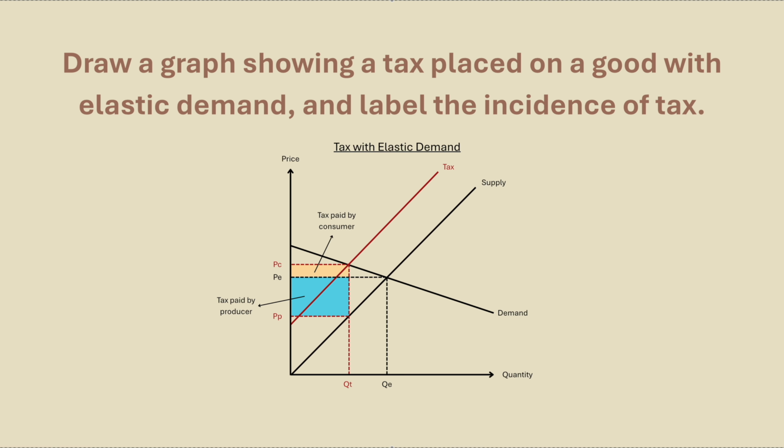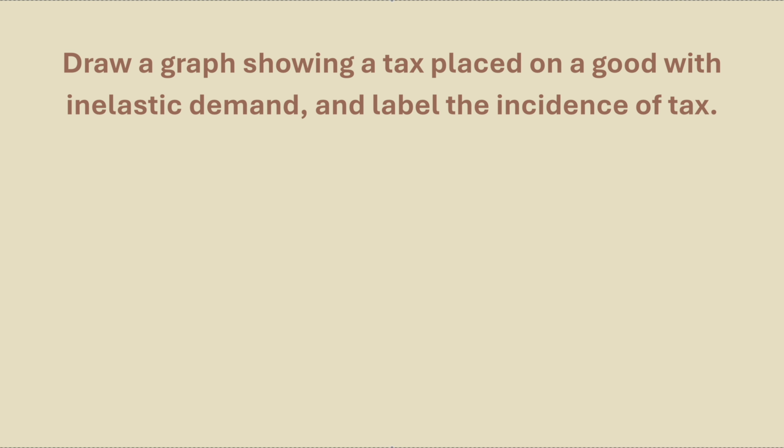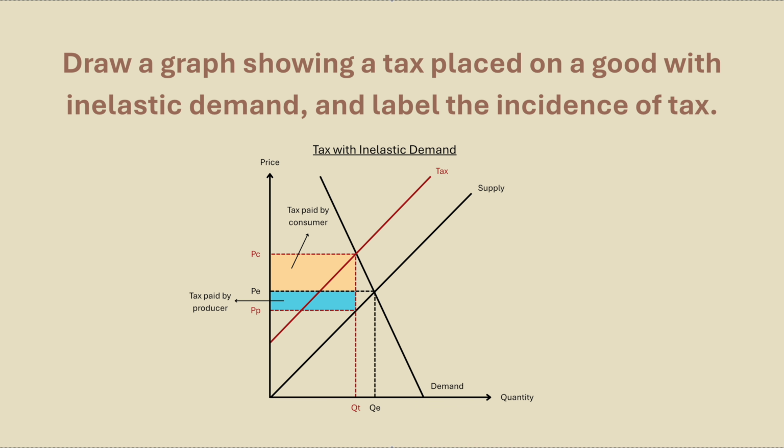Draw a graph showing a tax placed on a good with inelastic demand and label the incidence of tax. The demand curve is inelastic, so relatively steep. The tax curve is to the left of the supply curve, resulting in QT, PC, and PP. The tax paid by the consumers is larger than the tax paid by the producers.